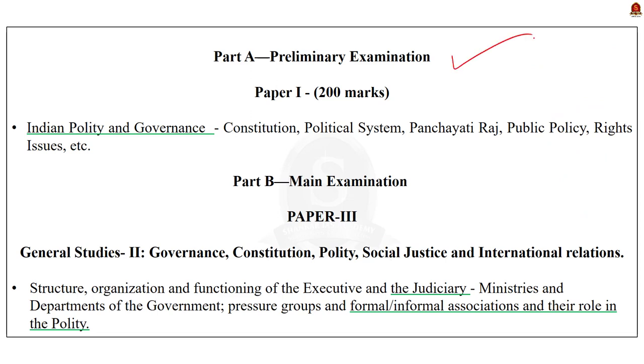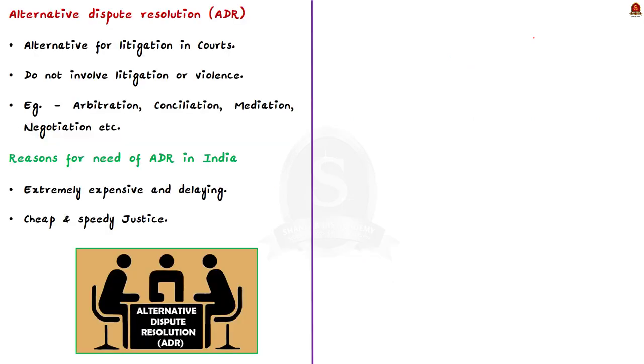See, alternate dispute resolution refers to the method of resolving a dispute which is seen as an alternative for litigation in courts. ADR processes are decision-making processes that do not involve litigation or violence. In India, an alternate system is available to the disputing parties, including arbitration, conciliation, mediation, and negotiation. Now, let's see some of the reasons for the need of adoption of ADRs in India.